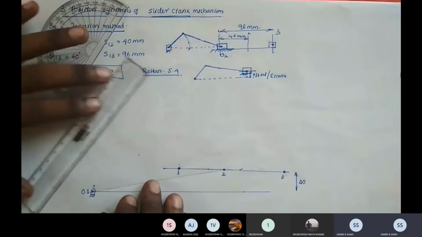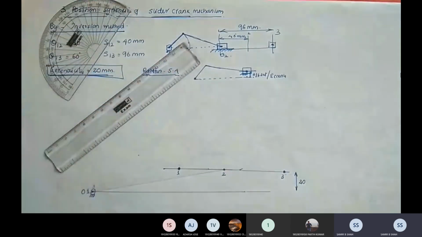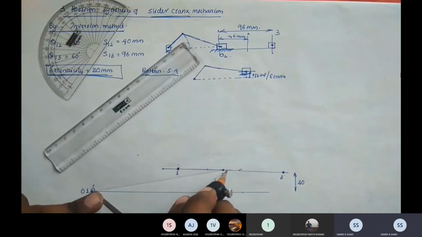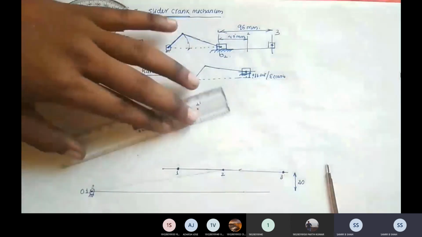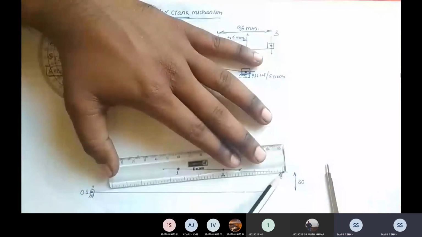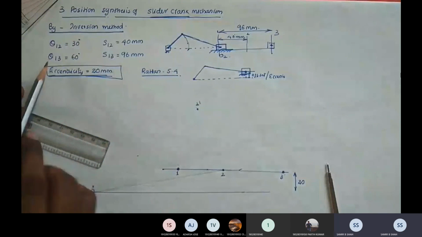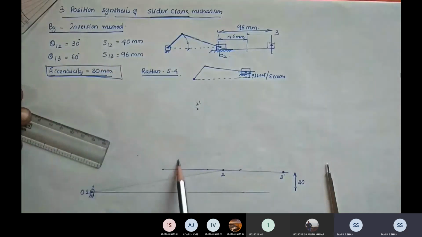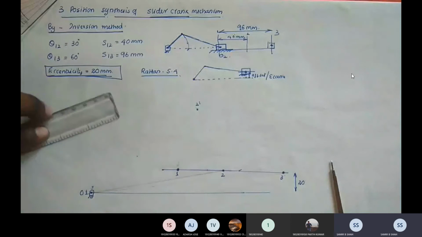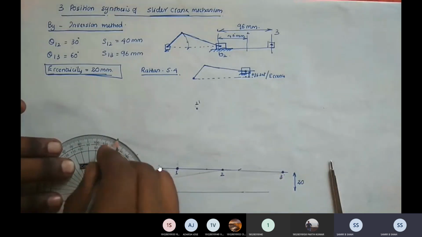Let's say this is the point, and this is our line, and point 2 comes here. This is my 2 dash line. Similarly, I am going to join the third point and O1. During the third displacement, if theta displaces 60 degrees, then the slider should move 96 mm from the initial point to the final point. Hence, I join O1 to 3 and rotate the entire line 60 degrees in anti-clockwise manner.